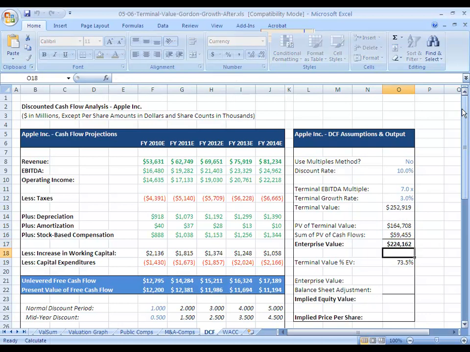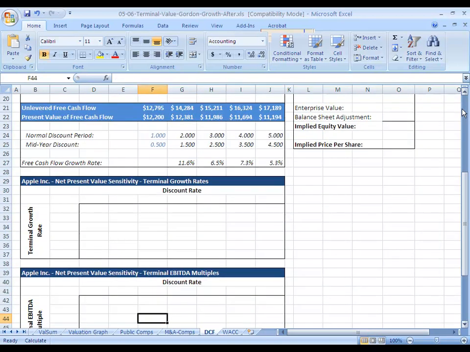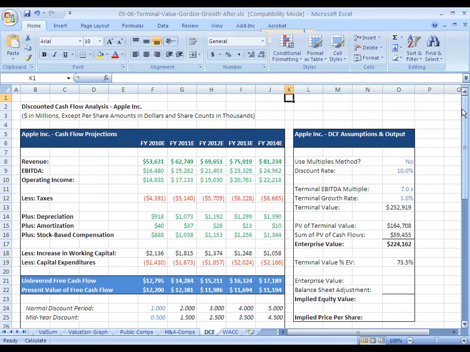So that's how we use the Gordon growth method to determine terminal value for a company like Apple. Coming up in the next lesson, we're going to be looking at Apple's implied price per share based on these methodologies, and then we'll be looking at some sensitivities around that. Because remember, we can't just assume 7 times or 3% here. We always want to look at a range of values. And so we're going to be setting up sensitivity tables to do exactly that and look at a range of different per share prices here rather than just sticking to the fixed numbers that we have here right now.